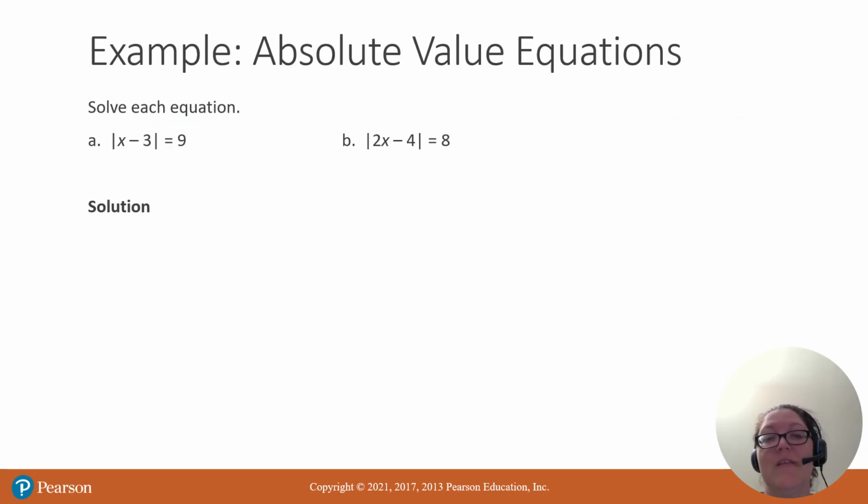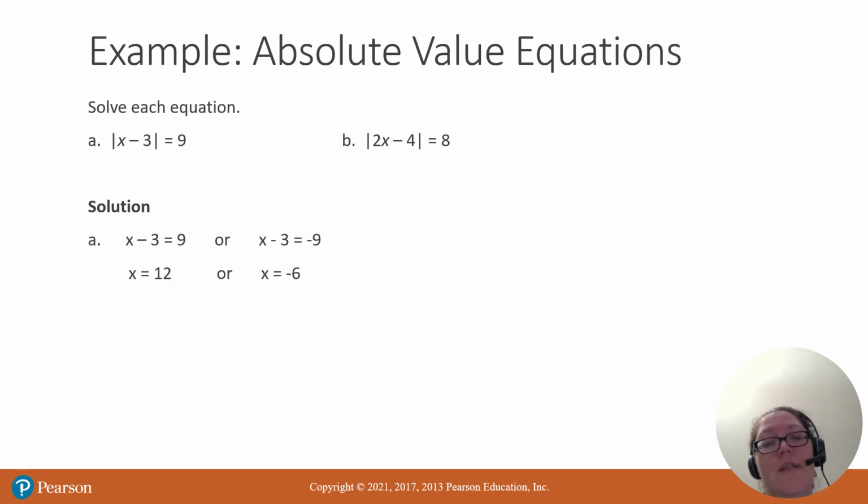So let's put this into play. We'll start with the first one. What we want to do is start by saying, okay, I have the absolute value equals a number. Therefore, all of the stuff inside here will either equal 9 or negative 9. Notice I have not changed anything inside those absolute value bars. It's very important to note that what's inside those absolute value bars stays exactly the same.